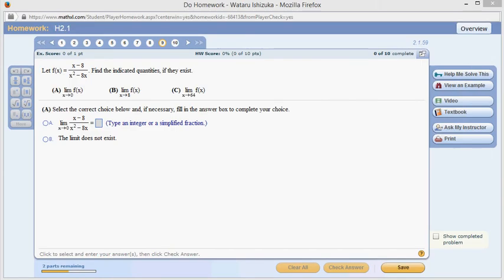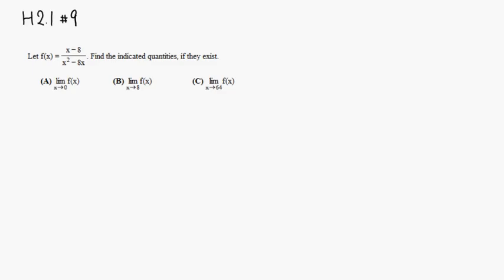Okay, let's look at homework 2.1, problem number 9. So let's evaluate these limits. Part A, x is approaching 0, so let's do that first. We are taking a limit of x minus 8 over, actually, I'm going to factor x out, so we can write it as x times (x minus 8), as x approaches 0.